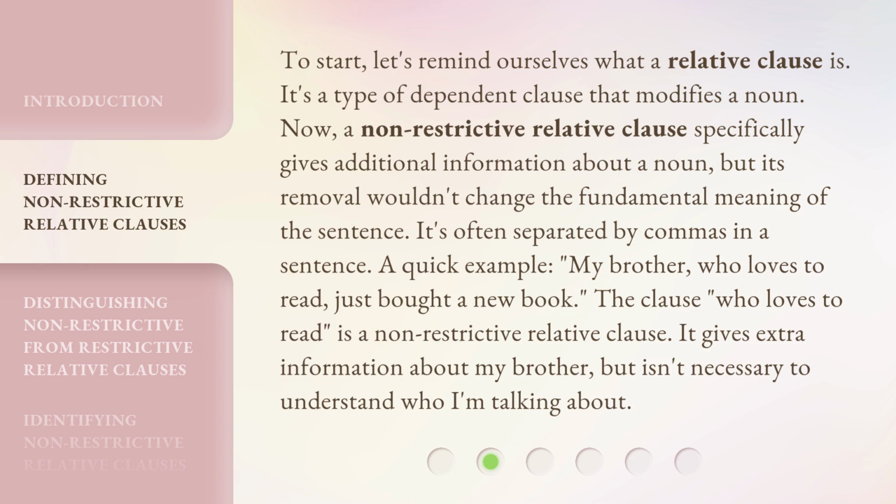A quick example: my brother, who loves to read, just bought a new book. The clause, who loves to read, is a non-restrictive relative clause. It gives extra information about my brother, but isn't necessary to understand who I'm talking about.